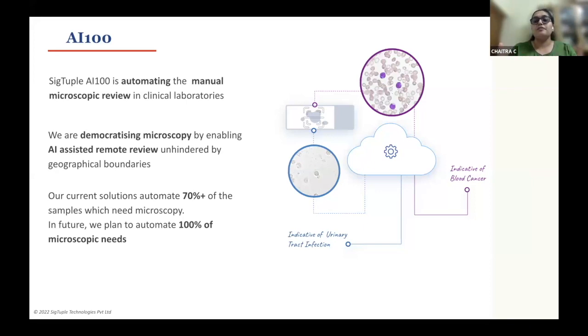So I'll just give you an overview of how an AI 100 works. As I told, it's a smart robotic microscope. Once you get a sample, you prepare a smear, stain the smear, and you load it into AI 100. The optical system inside will scan the smear, and the camera at the top captures the images, and these images are transferred to the cloud, where the artificial intelligence-based algorithms analyze, compute, and provide the results with the visual evidence, which can be viewed by the pathologist on any internet-enabled device. So all you need is an internet-enabled device. It could be your desktop, your laptop, your iPad, or even mobile phones.